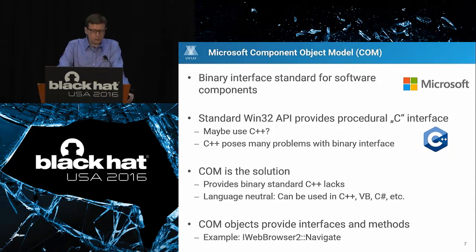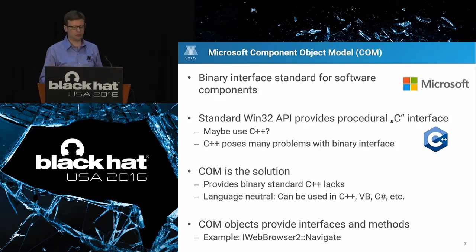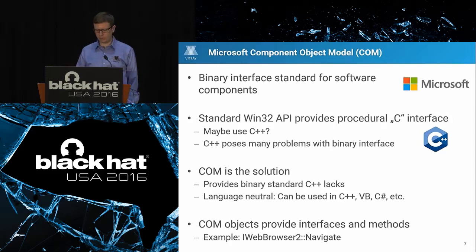COM allows you to even provide an object-oriented API. And this means that usually if you provide a COM interface, or a COM API, then you have different COM objects with different interfaces and methods. So interfaces are usually written with a capital I prepended.